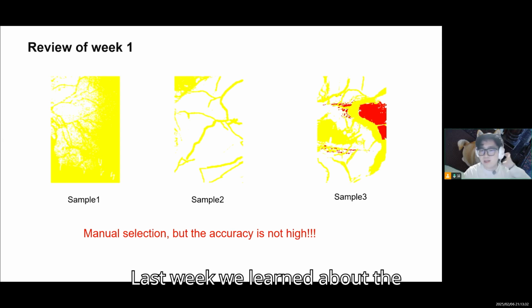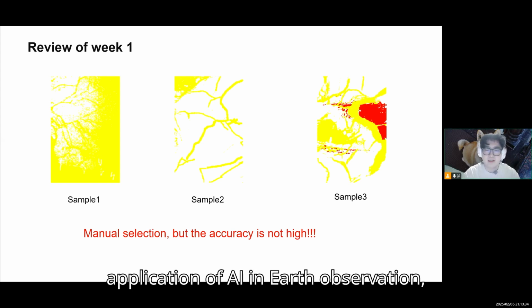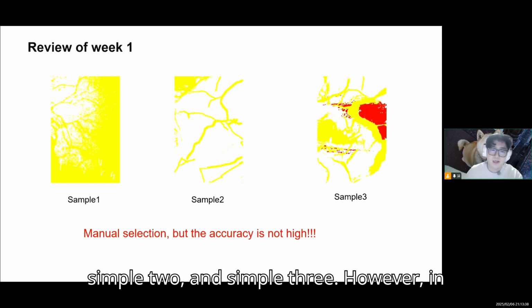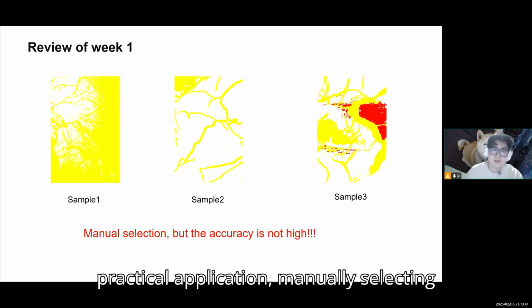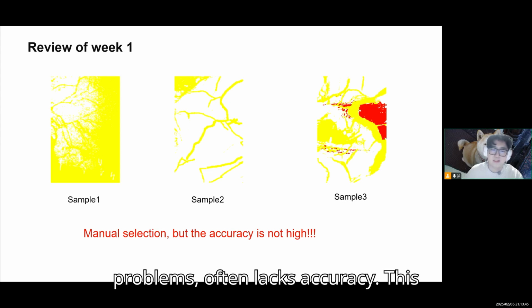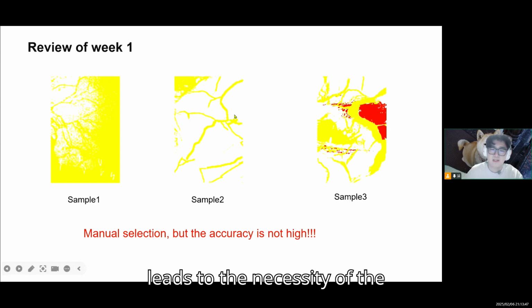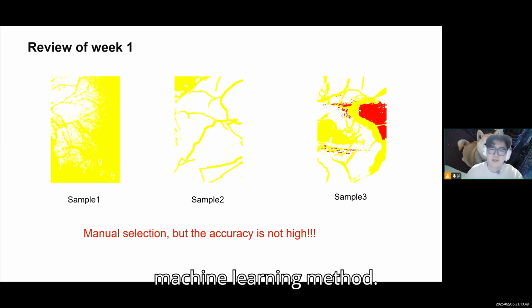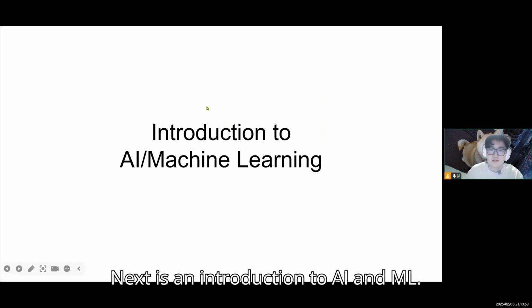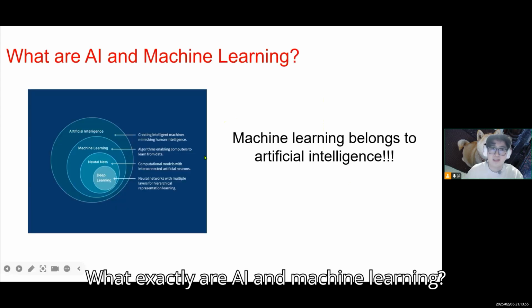Last week, we learned about the application of AI in Earth observation, including 3 examples, Sample 1, Sample 2, and Sample 3. However, in practical application, manually selecting data, so helpful for understanding problems, often lacks accuracy. This leads to the necessity of the machine learning method. Next is an introduction to AI and ML. What exactly are AI and machine learning?